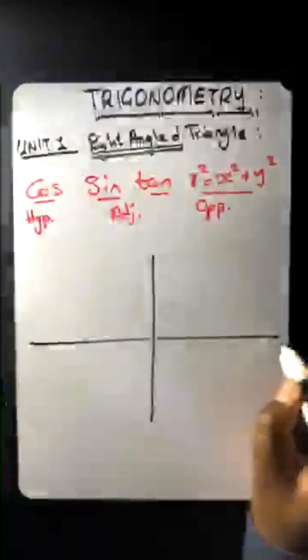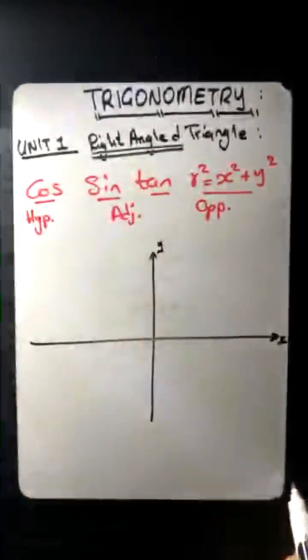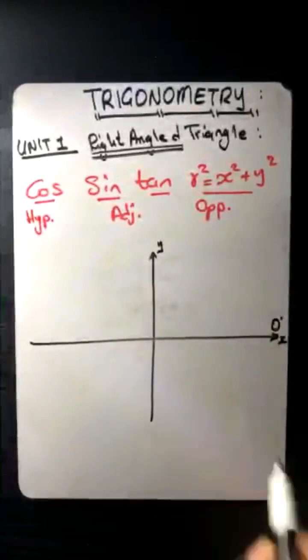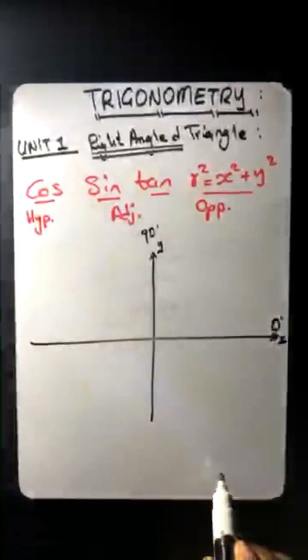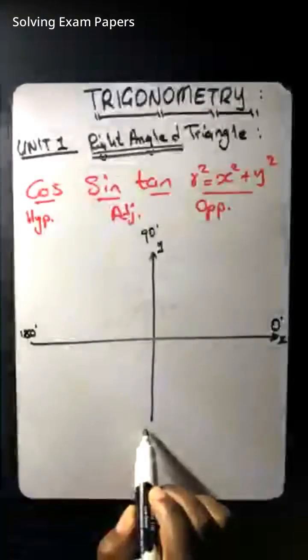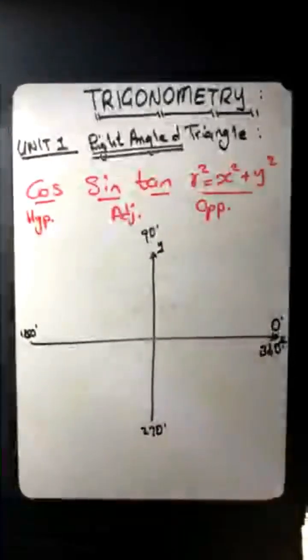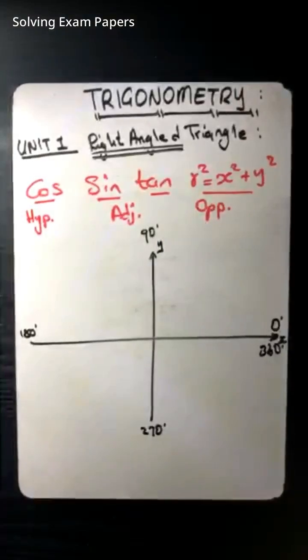So remember, guys, now we represent all this information on a Cartesian plane. What is a Cartesian plane? It has the horizontal and the vertical axis. This is the x-axis and this is the y-axis. And remember, our angles start from there being 0. And then obviously there we have 90 degrees, we have 180 degrees, we have 270 degrees, and then lastly, we have 360 degrees. So this is what we call the CAST diagram.